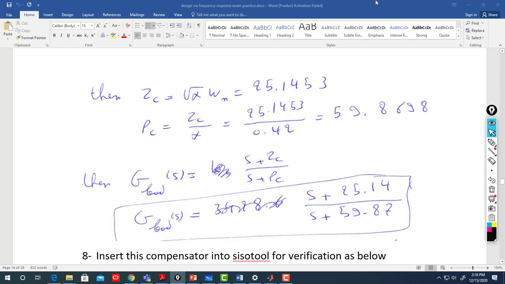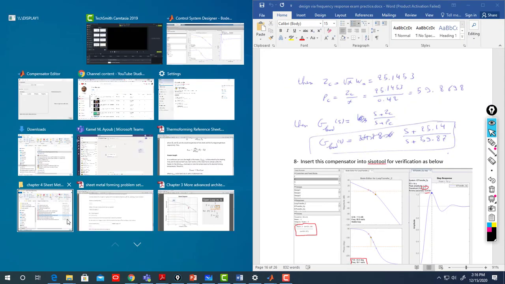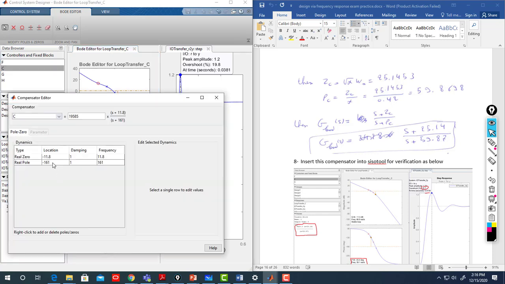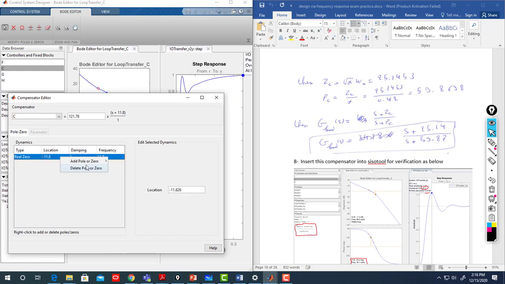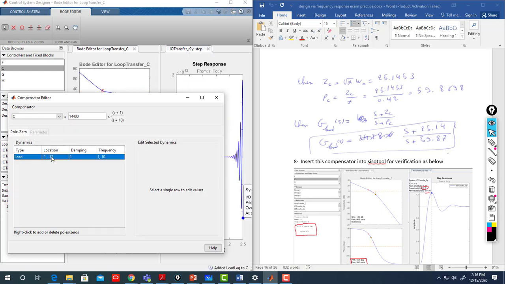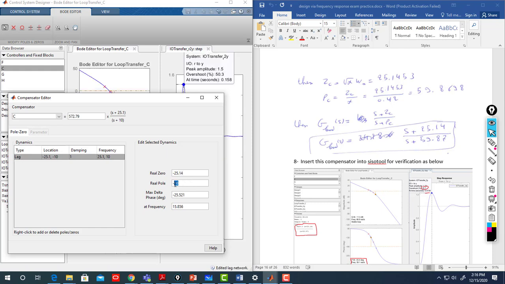So let's insert it into MATLAB. So now I'll delete, and then I add the lead compensator with a zero at 25.14 and a pole at 59.87.